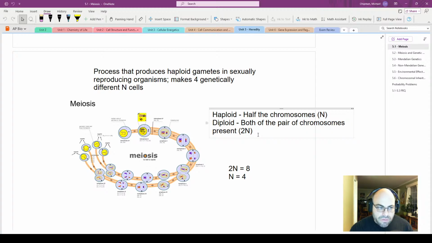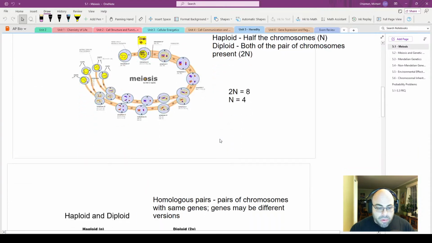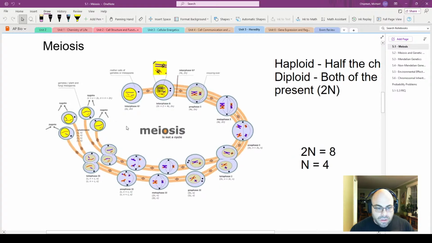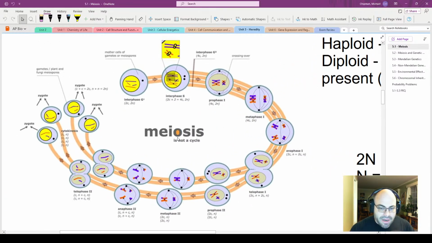That idea of versions of genes is going to come into play in just a moment. Meiosis takes a diploid cell in a human that has 46 chromosomes, or 23 pairs, and creates 4 haploid cells that each have 23, making gametes, essentially, so that they can be donated for sexual reproduction. So that's the process. And it's important to note too, I like this picture a lot: meiosis is not a cycle; it is a process with a product.